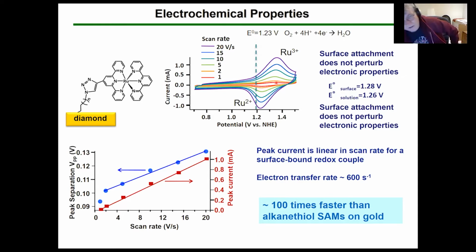So whereas those molecular layers on gold are insulating, these are maybe not wildly conductive. They may not be molecular wires, but they certainly do conduct electricity well enough to be able to do redox chemistry on these molecules that are tethered to the surface.